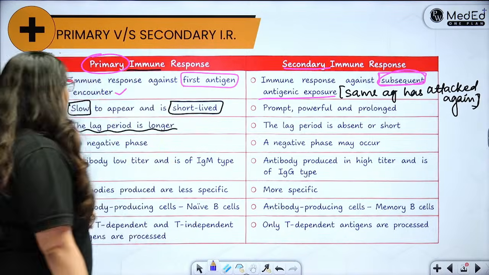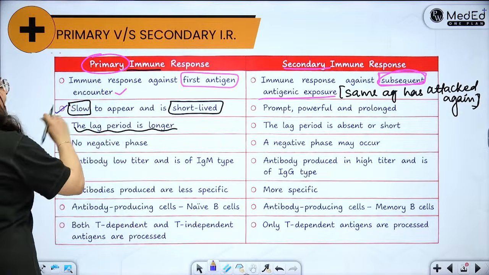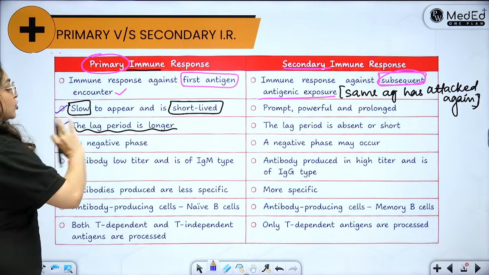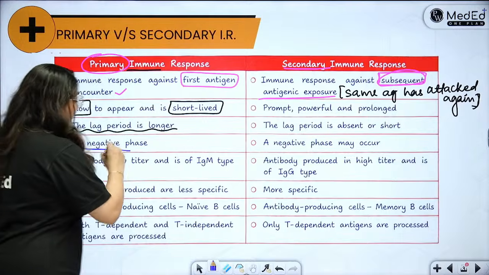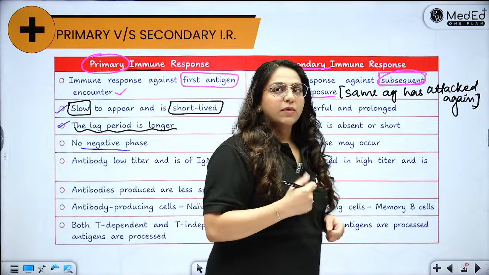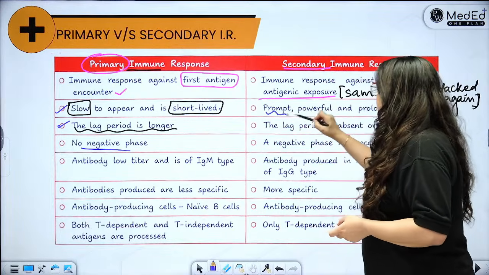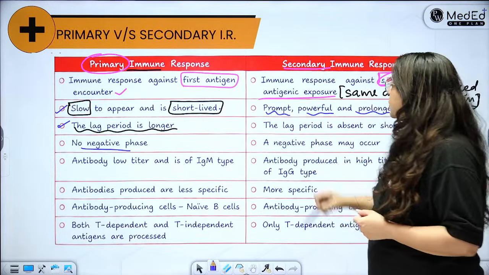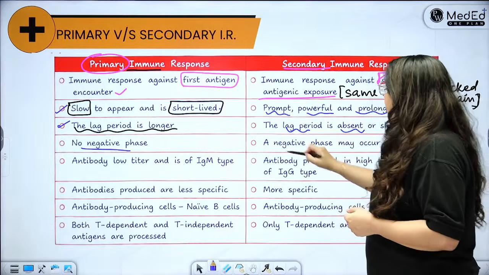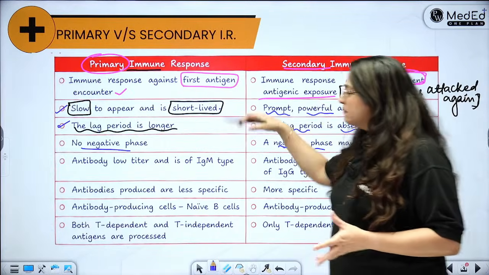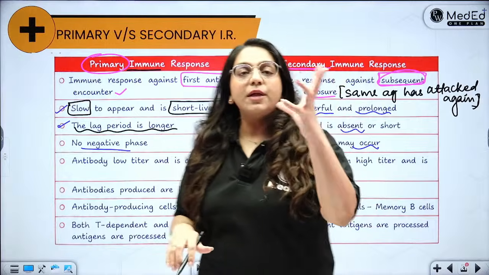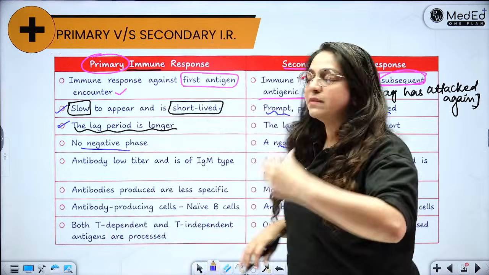All right, chalo. So I said it is slow to appear and it is short-lived. The lag period is longer and there is no negative phase. What is this negative phase that we are talking about, and that is how we are differentiating? Slow to appear, short-lived. Here it is a prompt, powerful and prolonged response. Here the lag period is absent and a negative phase may occur. What is the meaning of all of this? That is what I am trying to show you with that graph. What is the meaning of all of this?